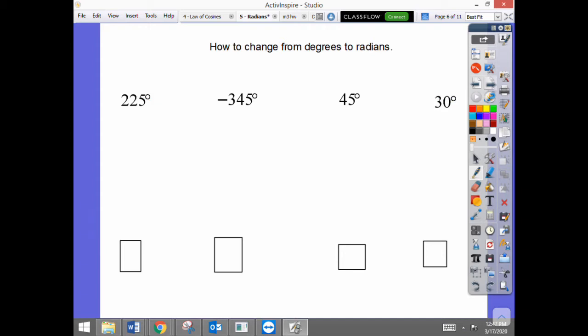So radians is just another way to measure angles. We can measure angles in degrees, and we can also measure them in radians. So how do we measure them in radians? I don't know if you guys have ever done unit conversions, but that's really what this is.